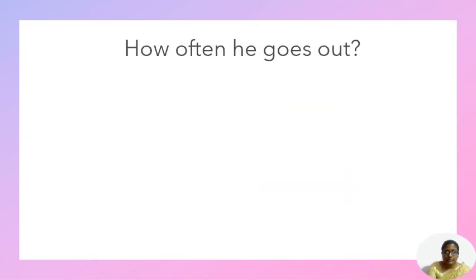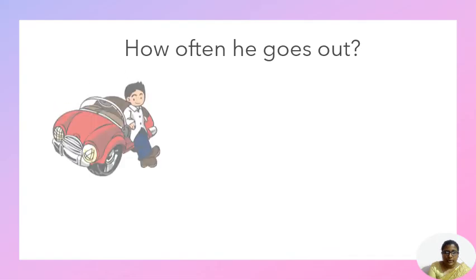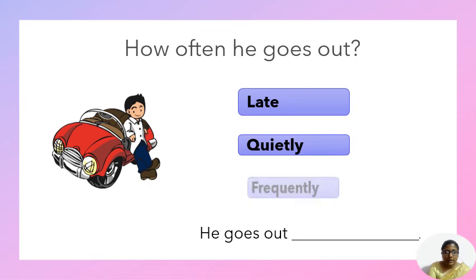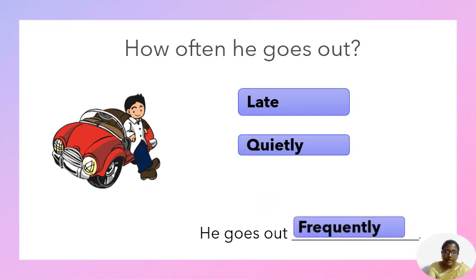And how often does he go out? He goes out late, quietly, or frequently. So how often does he go? Late won't fit in the sentence, right? And quietly also doesn't suit. So the answer is he goes out frequently. So how often does he go out? He goes out frequently. So frequently is the adverb here.